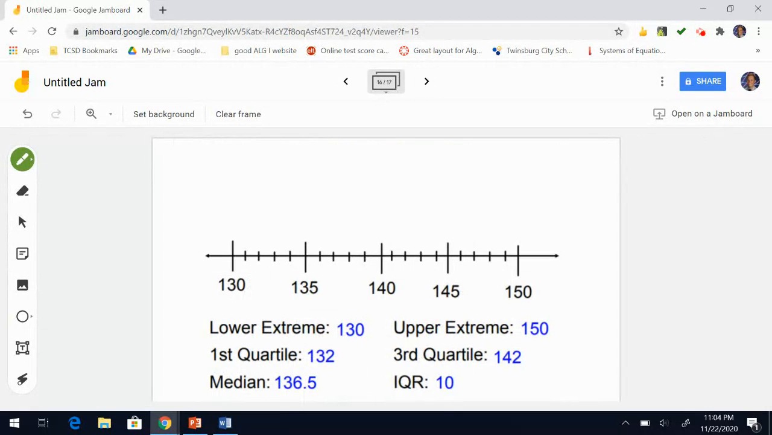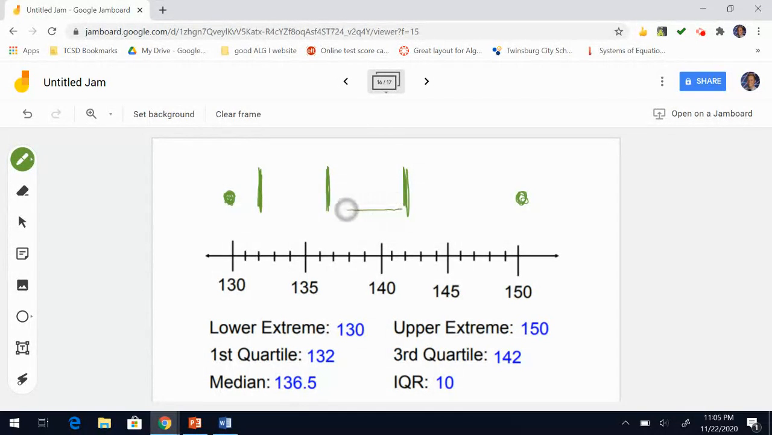So when I do put that data in here, I'm going to put my lower extreme here above the number line. There's my point for my lower extreme. My upper extreme is 150. My first quartile is 132, so here's 131, 132, I make my vertical line. My median's 136, so here's 136.5, I should say. So there's my middle, or my median. My third quartile is 141, 142.